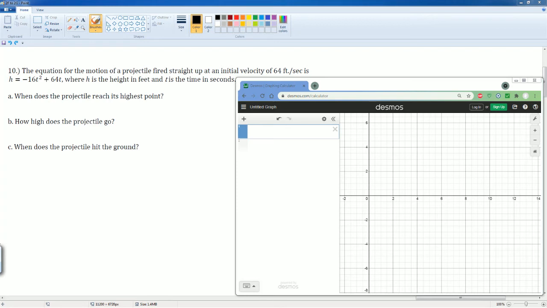Welcome to the homework solutions tutorial. This is covering 2F to 2G. This is on question 10.